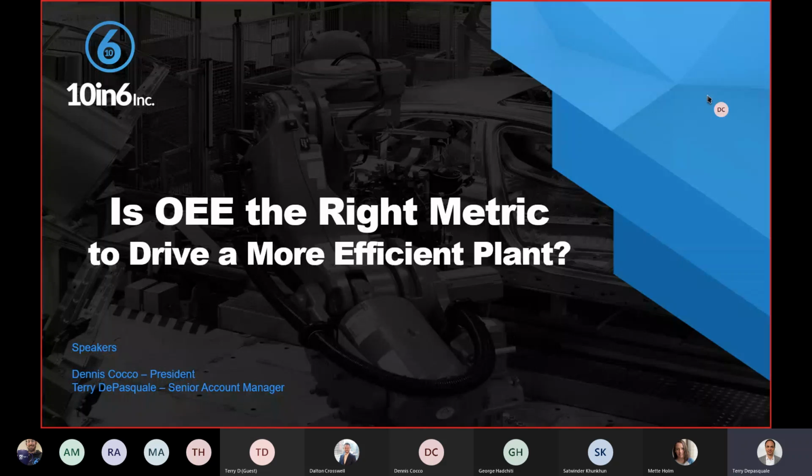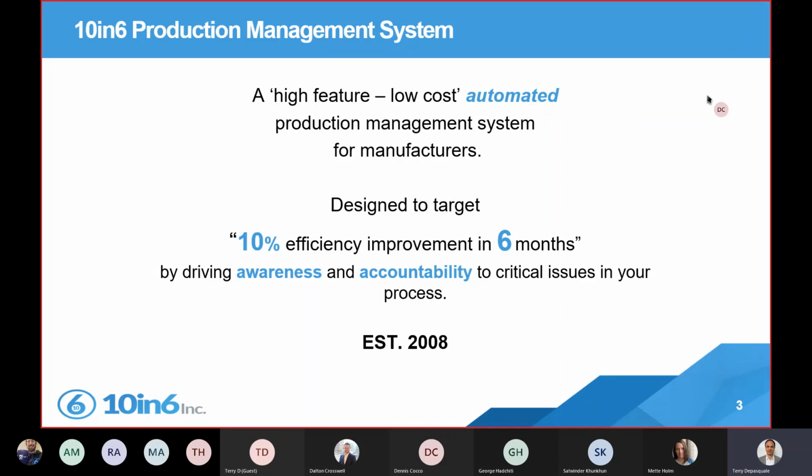Before we jump into today's topic, I'm just going to give a very brief introduction to 10 and 6 for those that may not know us. So the 10 and 6 production management system, we position it as a high feature, low cost, automated production management system. People often ask, where does the name 10 and 6 come from? It comes from the idea of helping our customers drive a 10% efficiency improvement in 6 months. And we do that by driving awareness and accountability to the critical issues in your manufacturing process.